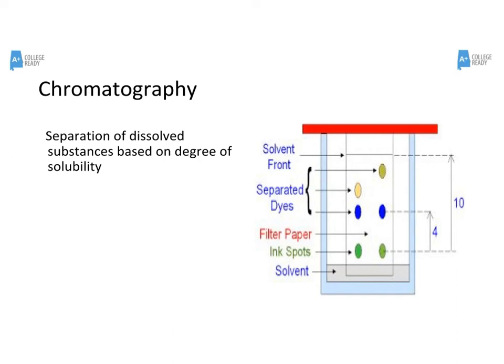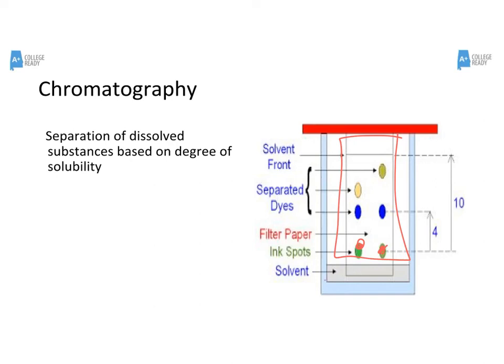Chromatography is the separation of dissolved substances based on the degree of solubility. This is also a very common methodology used in all types of labs. So suppose you have a mixture of a substance here, and let's suppose that mixture is a water-soluble substance. You place it on a medium. In this case, it's simply paper chromatography.